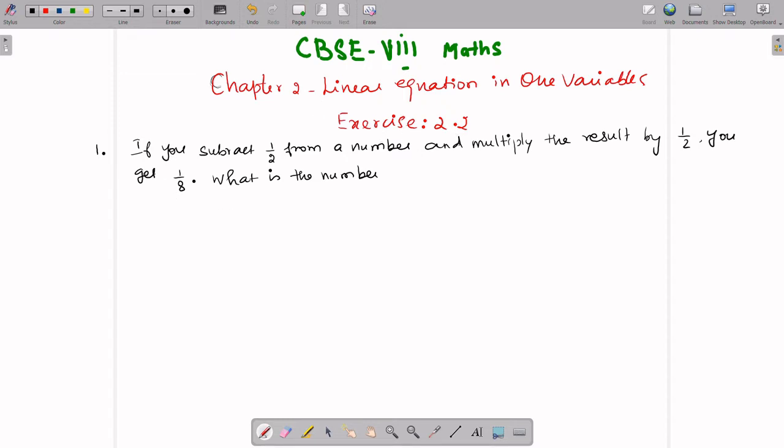First problem: if you subtract half from a number and multiply the result by half, you will get 1 by 8. What is that number? We have to find out that number.